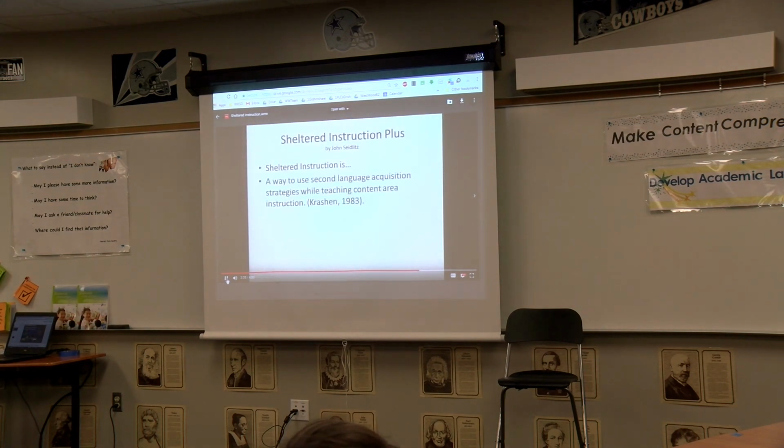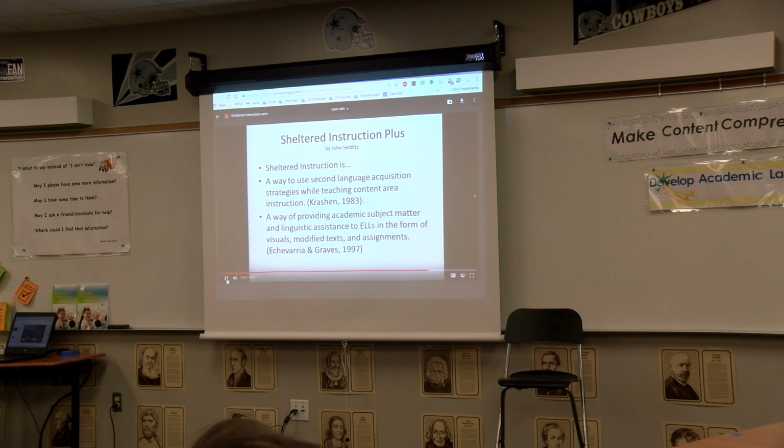In Round Rock ISD, Sheltered Instruction Plus is the favored system due to its focus upon direct classroom application. Developed by John Seidlitz, Sheltered Instruction Plus emphasizes classroom strategies and draws upon preeminent research in the field.